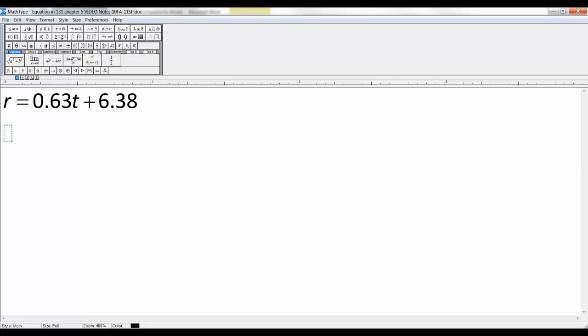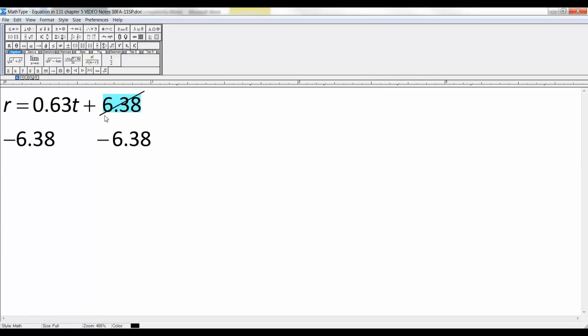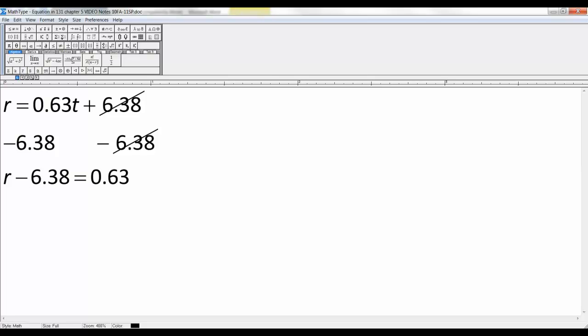Now the first thing you might notice is you need to subtract 6.38 from both sides. So I'm going to do it to the left-hand side, and I'm going to do it to the right-hand side. Subtract 6.38. I do that because that'll cause these to disappear, because if you have 6.38 and take away 6.38, you get nothing. Now over on the left-hand side, these are not like terms. One's got a variable, one doesn't. So you just have to write them. R minus 6.38 equals 0.63t. There it is, right? They're not like terms, you're stuck.